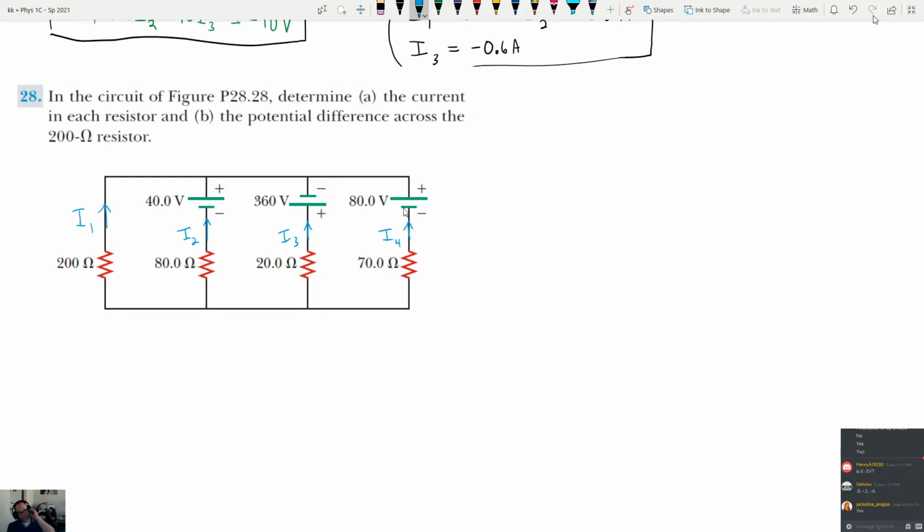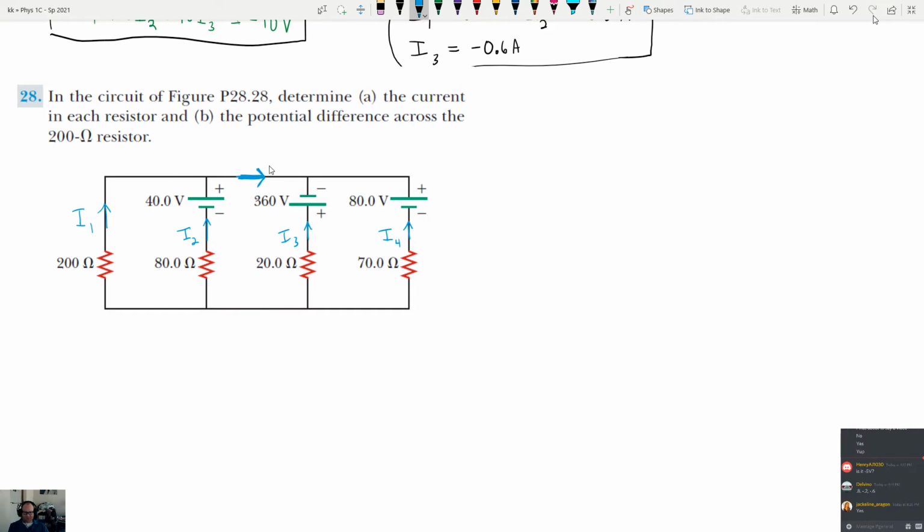Now, this problem is a little bit more complicated because now we have a couple of branches that are really weird right here. Even though I don't really like doing this, I really hope this doesn't confuse you all. We're going to kind of add a fake current in here.